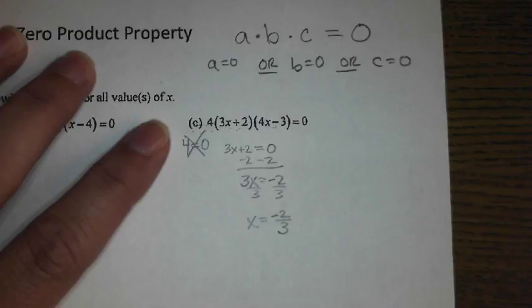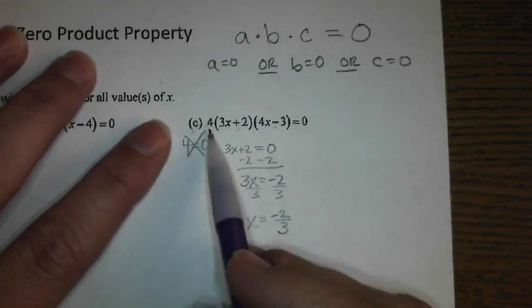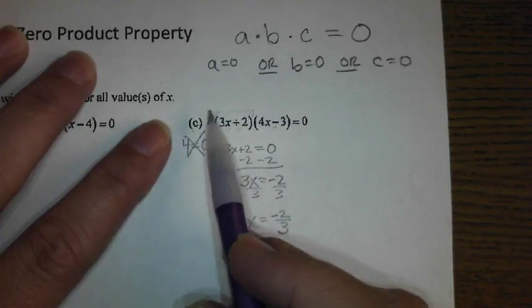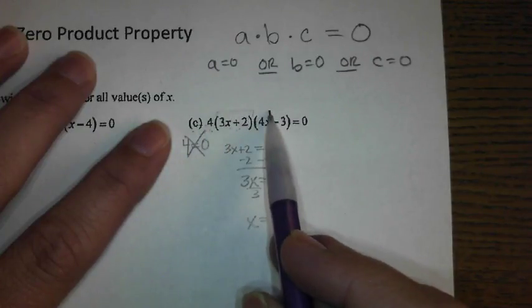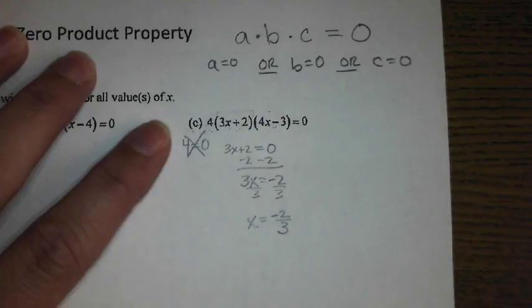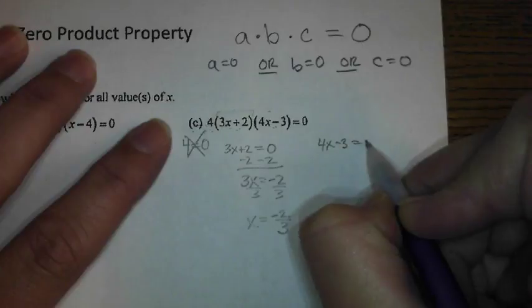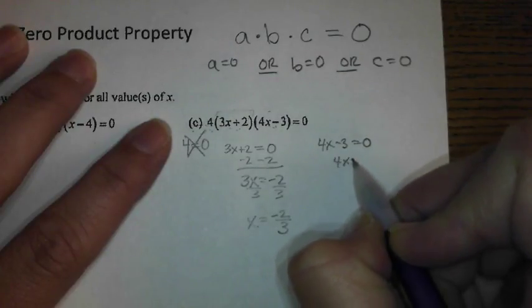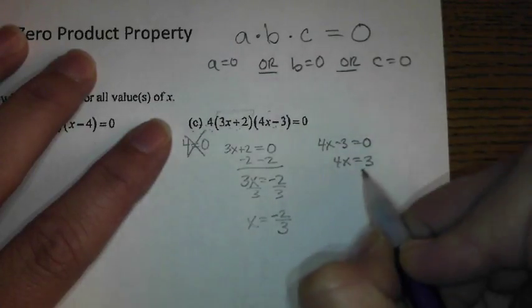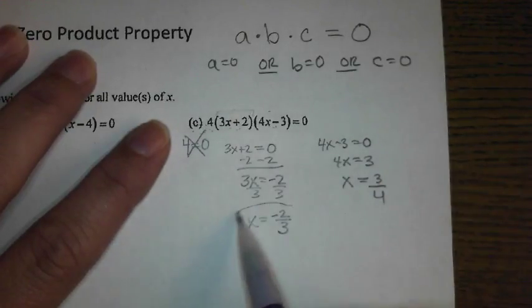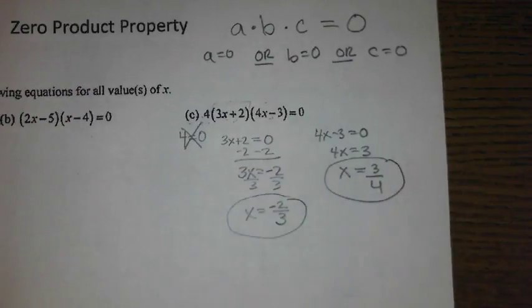If x were to ever equal negative 2/3, it would be 4 times, when I plug negative 2/3 into here, I'm going to get 0. 4 times 0 times who cares what this would end up being. That would give us a solution equal to 0. And then your third factor, add 3 to both sides, divide by 4. If x equaled 3/4, that would be a solution as well. Okay?